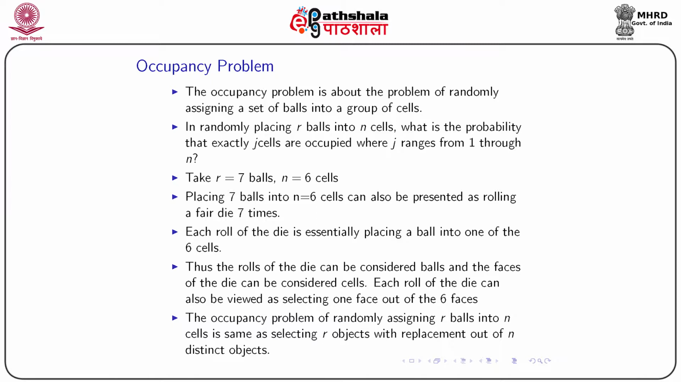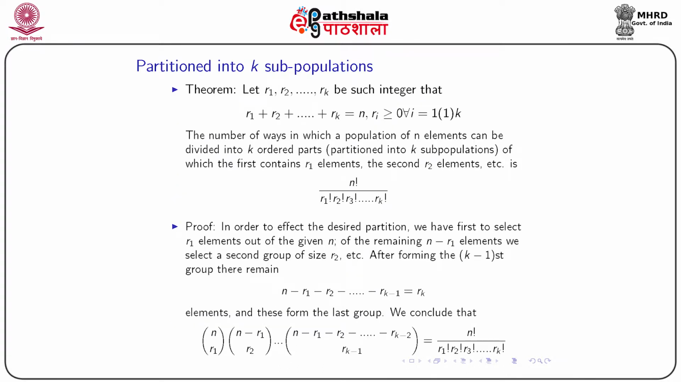In this example we have 6 cells and 7 balls. Each roll of the die can also be viewed as selecting one face out of the 6 faces. The occupancy problem of randomly assigning r balls into n cells is the same as selecting r objects out of n distinct objects with replacement, because one cell can contain more than one ball. So the question we have is how to partition the whole population into k subpopulations.